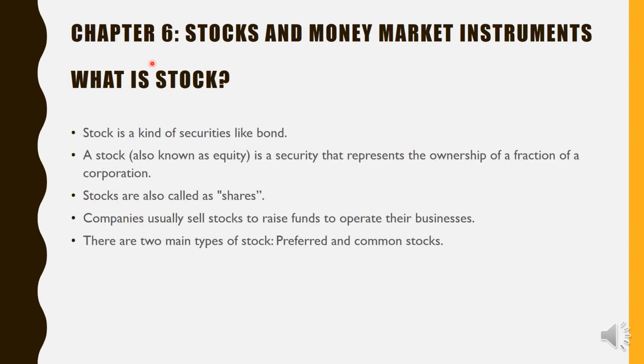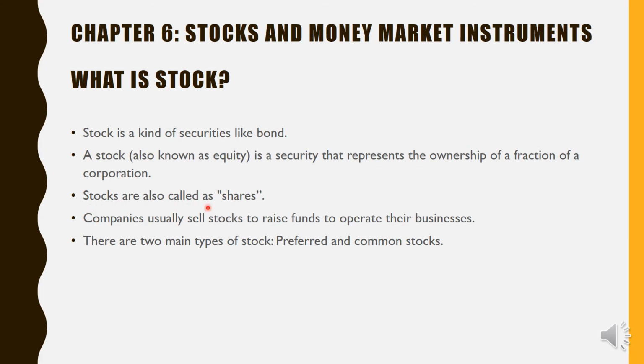So for now, I'll be covering some topics in chapter 6. Before I go into my topic, I'll be giving some brief introduction about what is stock. Stock is a kind of security like bond. A stock is also known as equity. It's a security that represents the ownership of a fraction of a corporation.